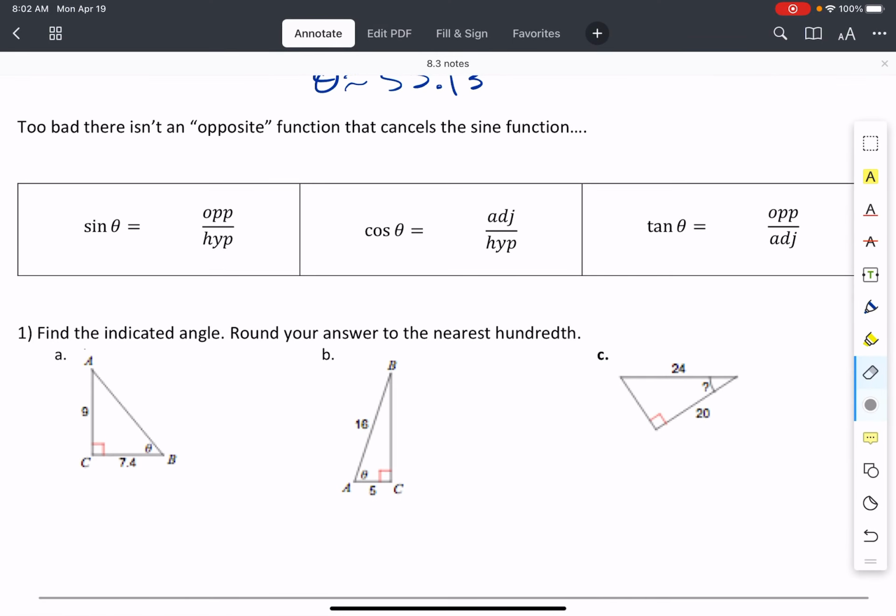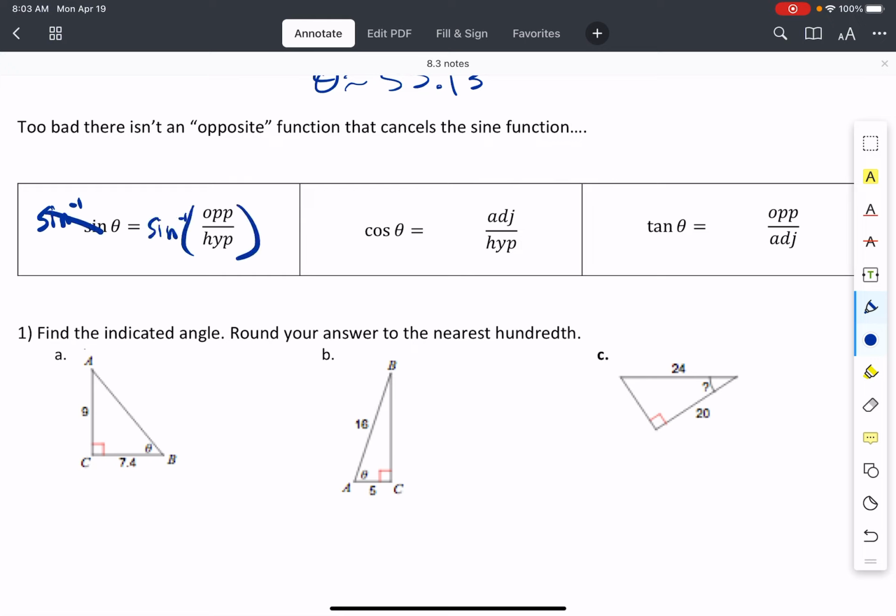Okay, so how do I cancel out the sine? We use the inverse sine or the arcsine. So those cancel. So theta would be the inverse sine of the opposite over the hypotenuse.